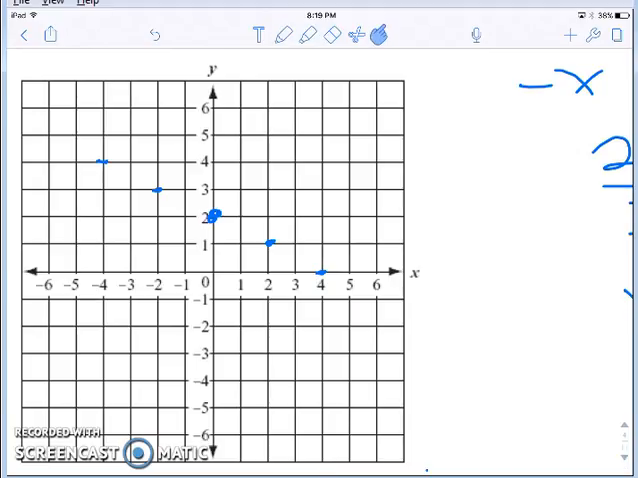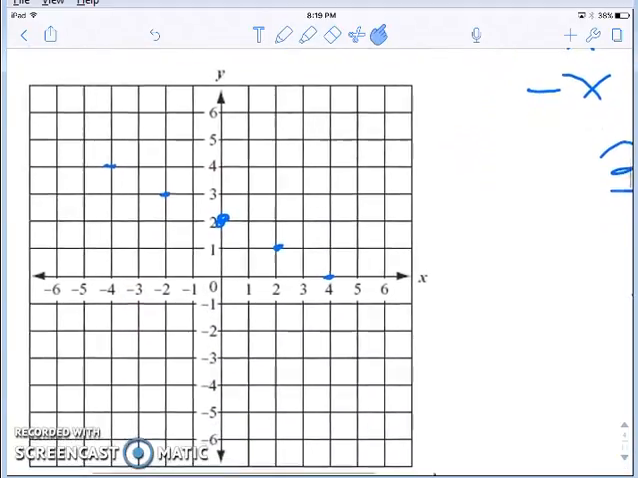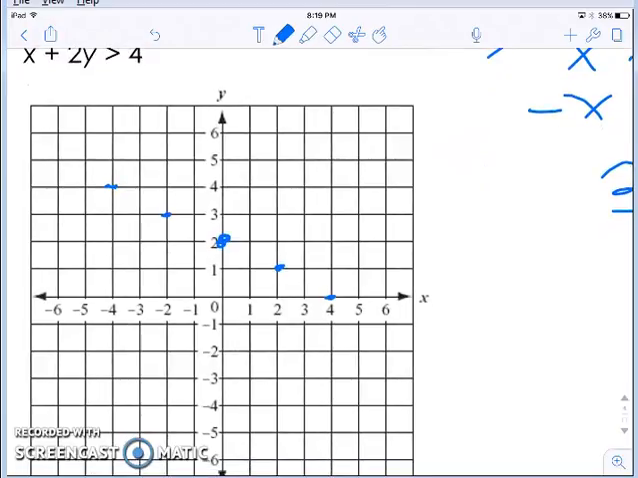Let's double check this inequality. It is greater than, but not greater than or equal, so we're going to have a dotted line. So points on this line are not solutions. That was a big problem and issue with the computer part of the test. People were misidentifying a dotted line.